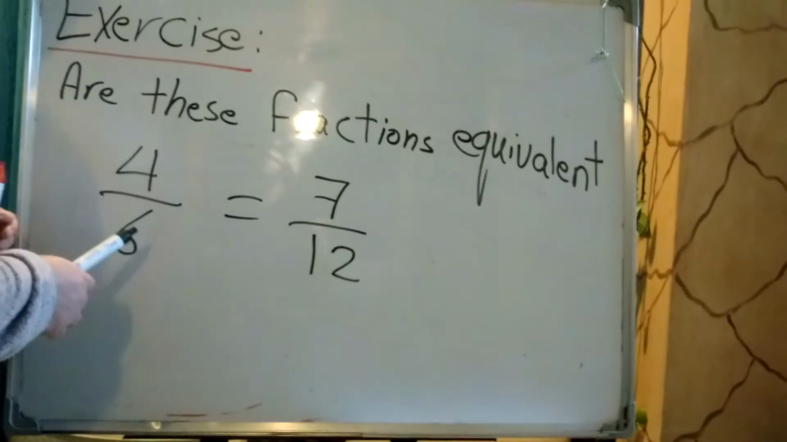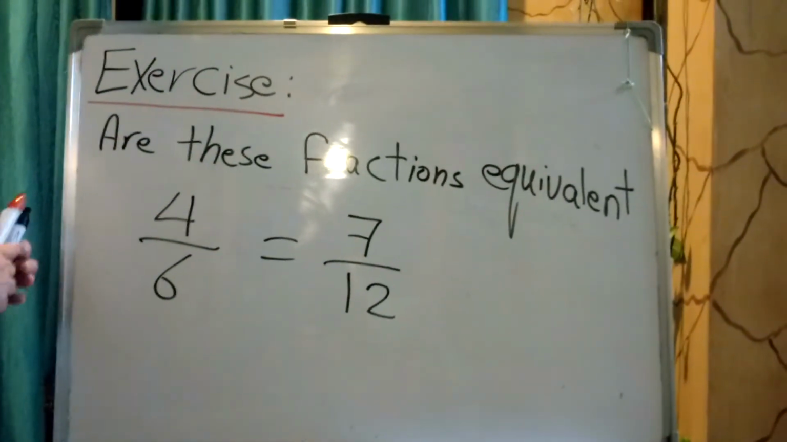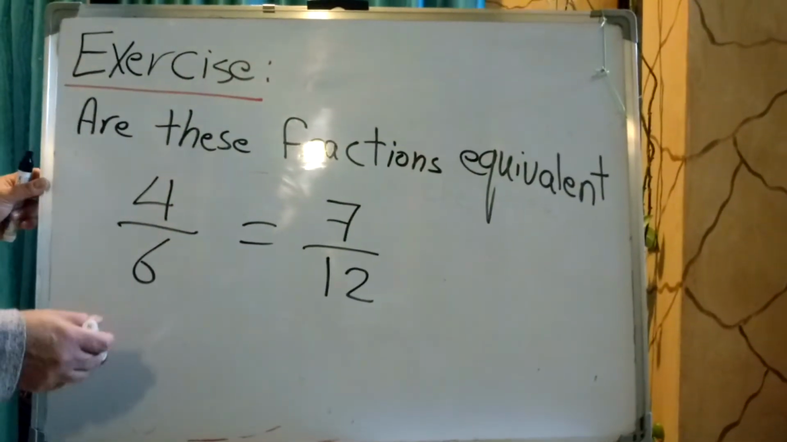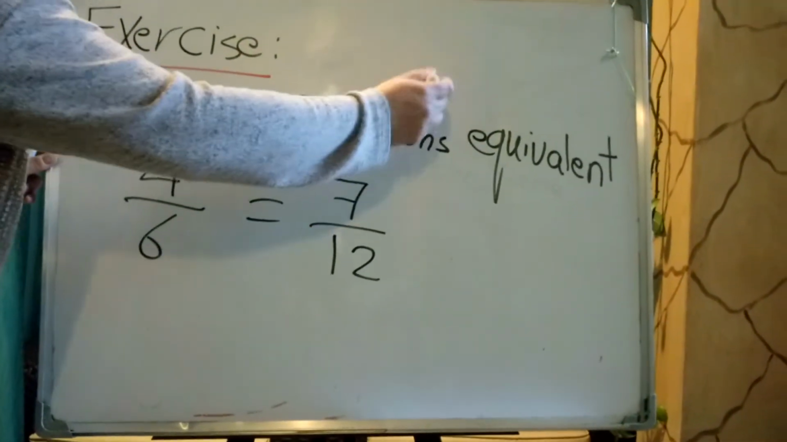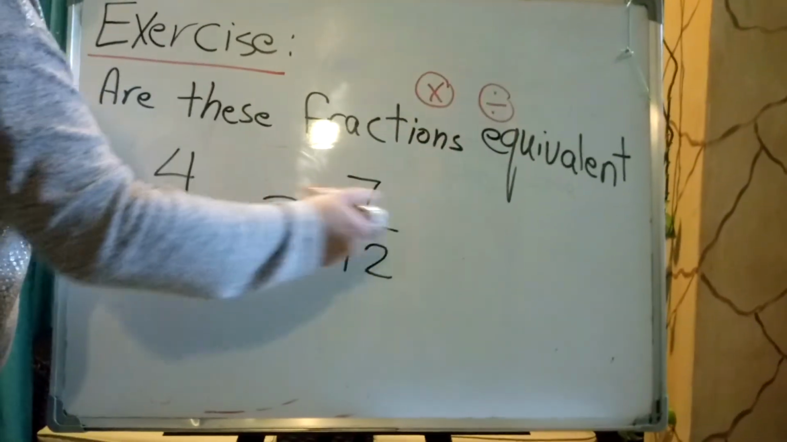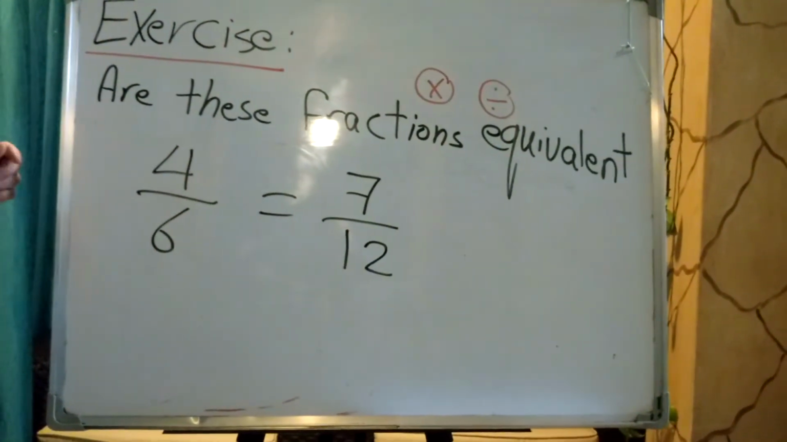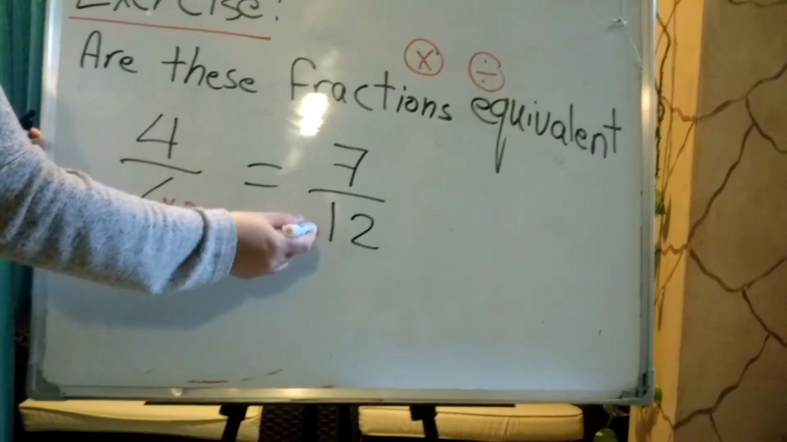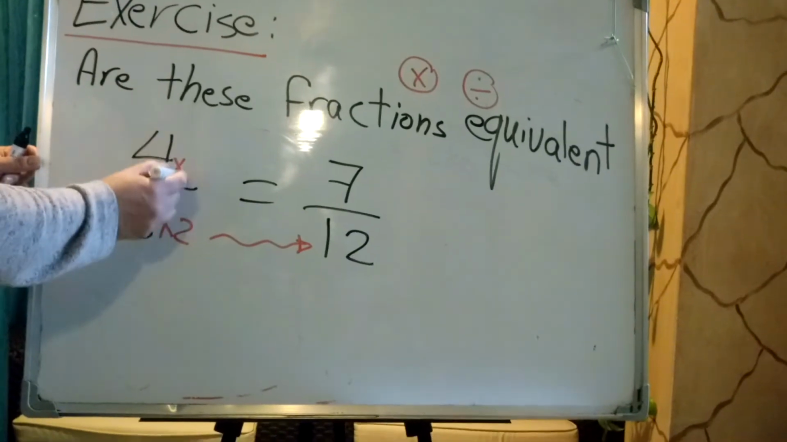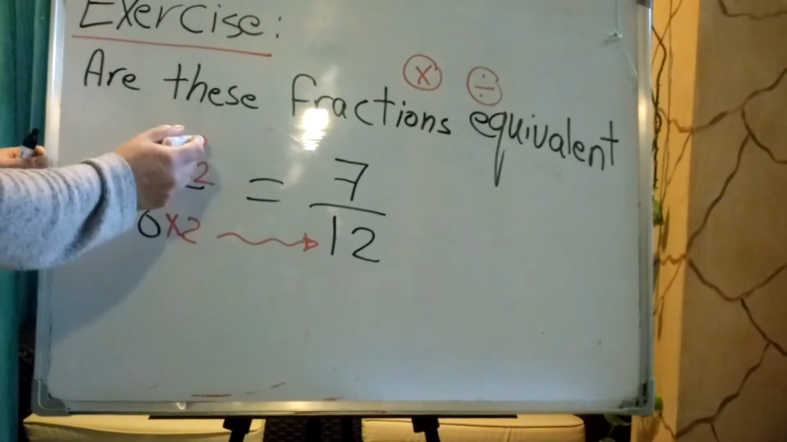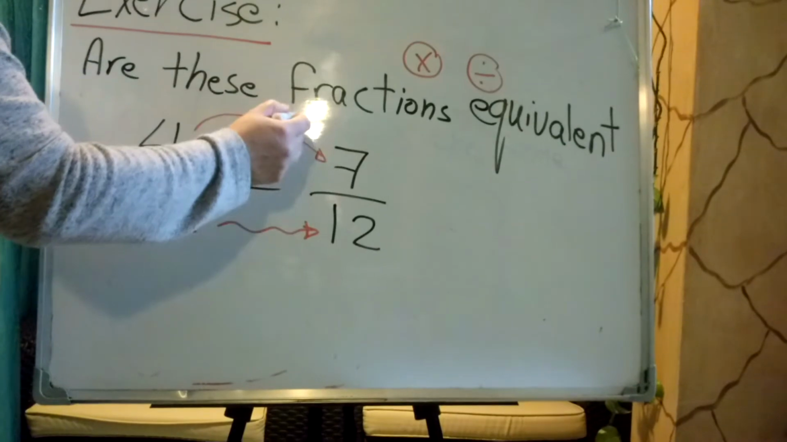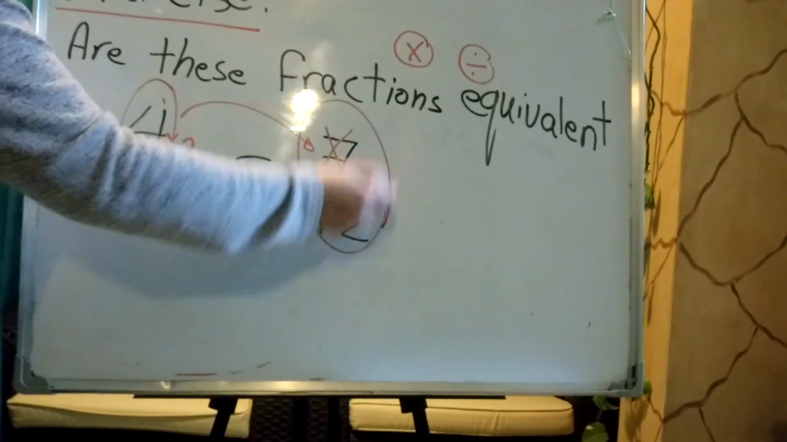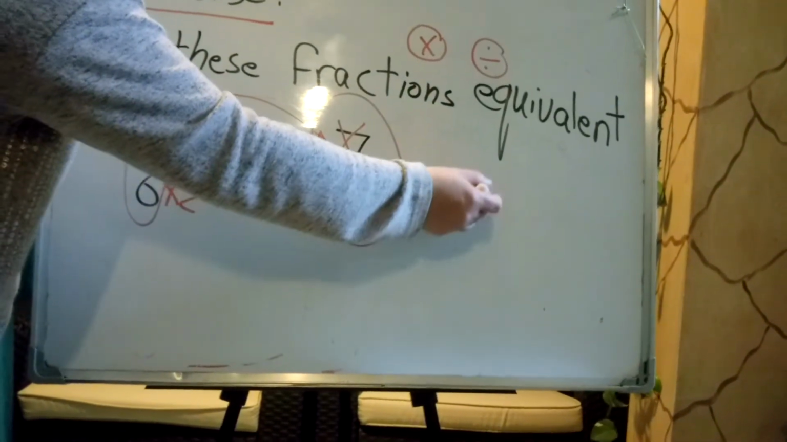Now let's go to the third example. Does 4/6 equal 7/12? Think about multiplication or division to check if these two fractions are equivalent. Now you know that when you multiply 6 by 2, you will get 12. But if you multiply 4 by 2, you should get 8 and not 7. So these two fractions are not equivalent. So we write no.